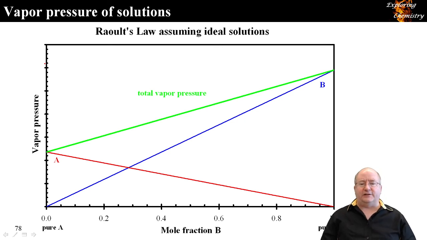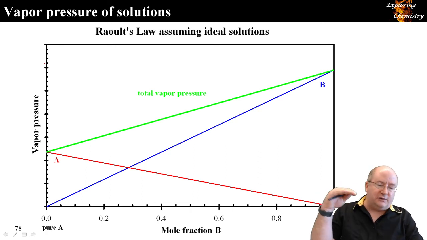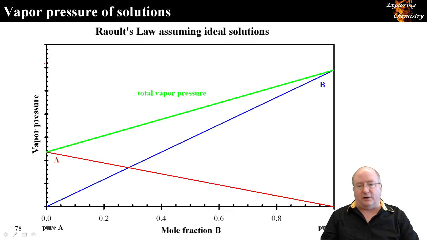So assuming an ideal solution, this is what a Raoult's law plot would give you. Pure A, and A is red, is the less volatile species. So on the bottom left-hand corner, you have a solution that only has A in it. It is the mole fraction of B along the bottom. So pure A is the bottom left-hand corner. It has a given vapor pressure. And as the mole fraction goes down, the vapor pressure of A goes down linearly as a result.